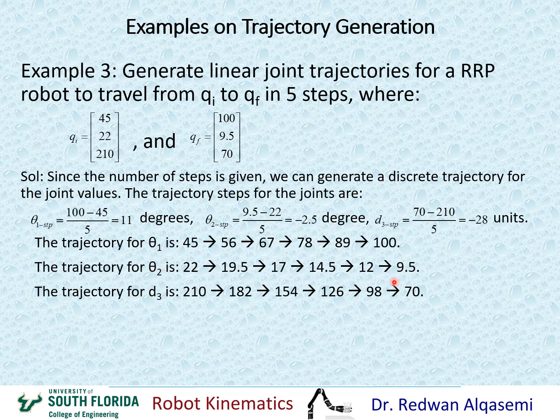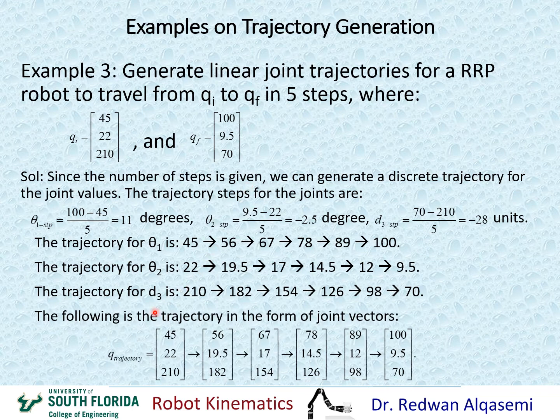I can leave them this way, or I can reconstruct them back into vectors in a similar fashion as it was given here, Q initial and Q final. So I can assemble them as Q trajectory. The first vector would be identical to Q initial. And then the second vector would be Q initial plus Q step for each one of these three. And then we keep going all the way until we reach Q final, which would be identical to Q final that was given in the example.